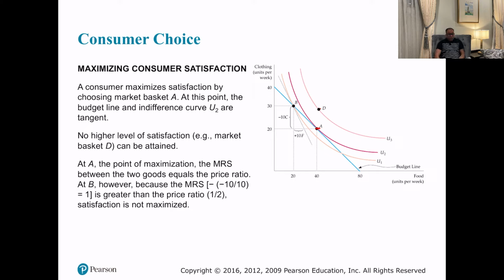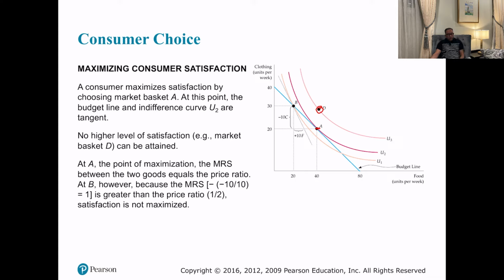And no higher level of satisfaction is possible. Although the consumer prefers this point, why are they not going for that point, or not adopting it? Because it is out of budget. The consumer doesn't have enough income to buy these combinations, so it's out of the question.